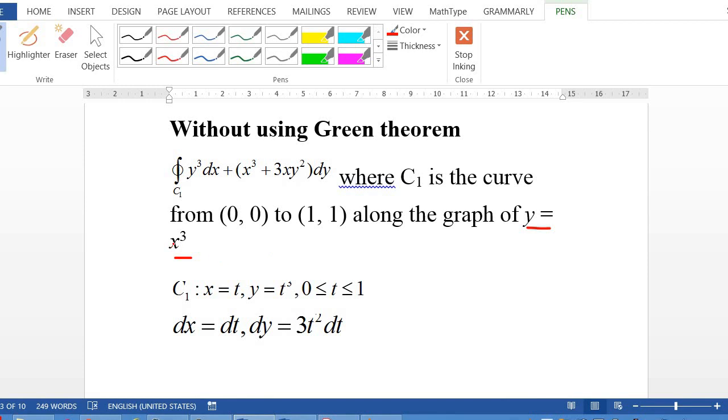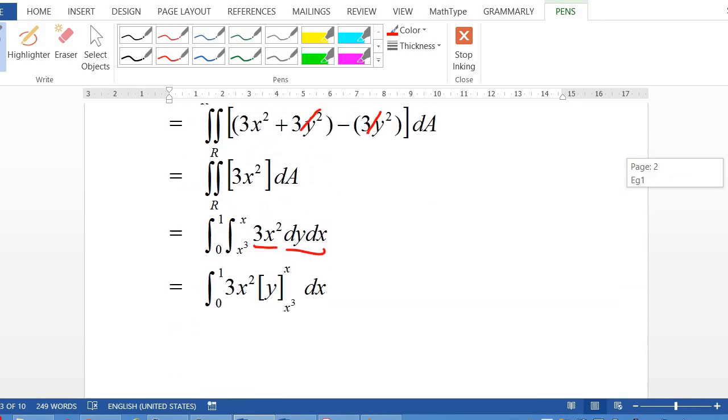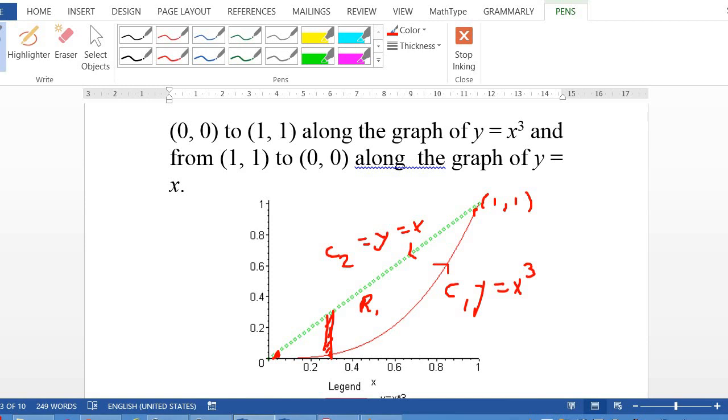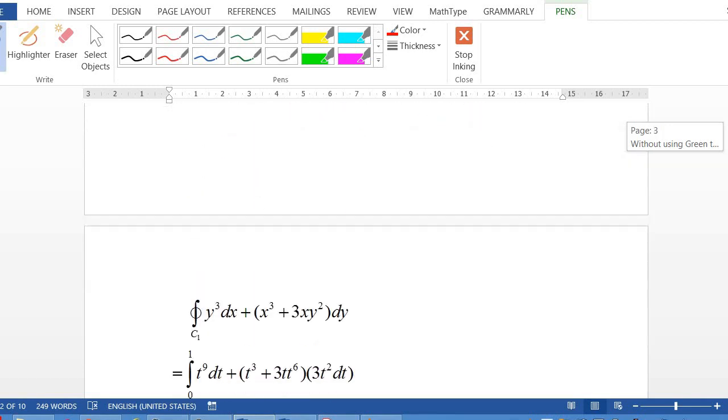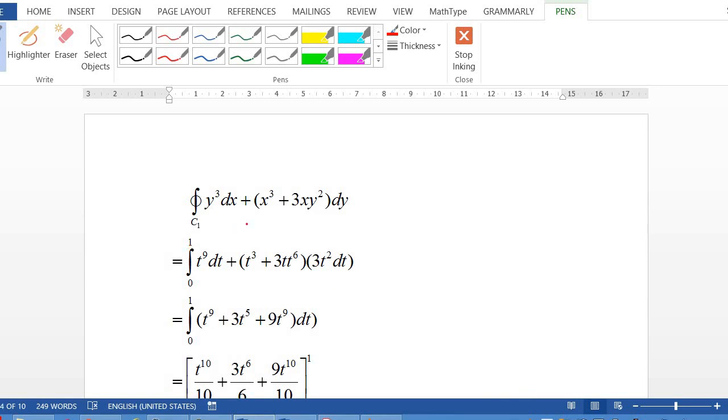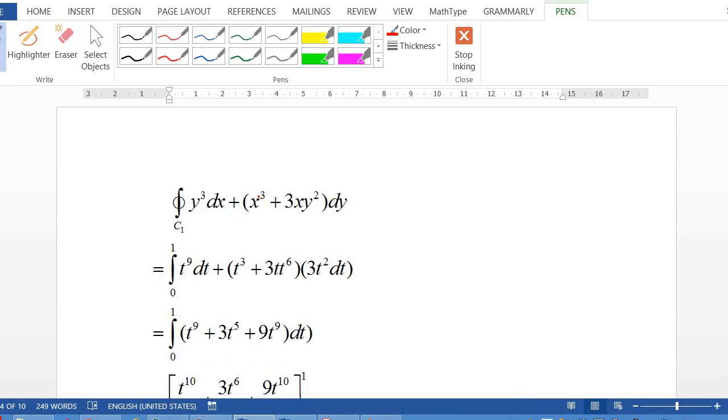Hence, you let the variable x equal t, then y = x cubed will become t cubed. So x is t, y is t cubed, and x moves from 0 to 1, so t, which equals x, also moves from 0 to 1. So x is t, and y is t cubed because we are along the graph y = x cubed.